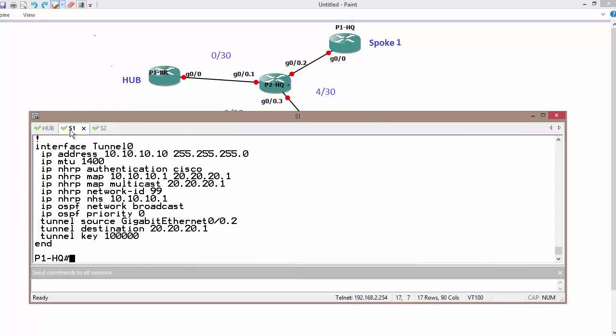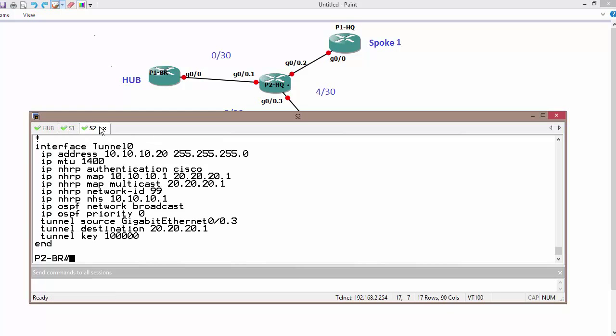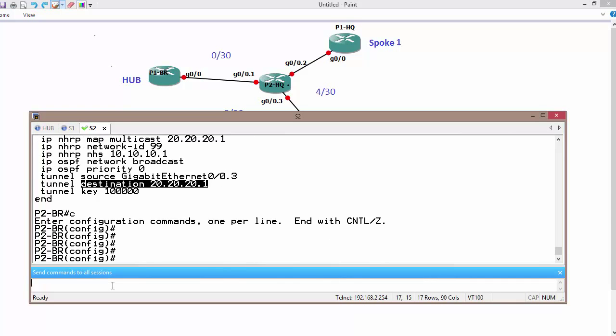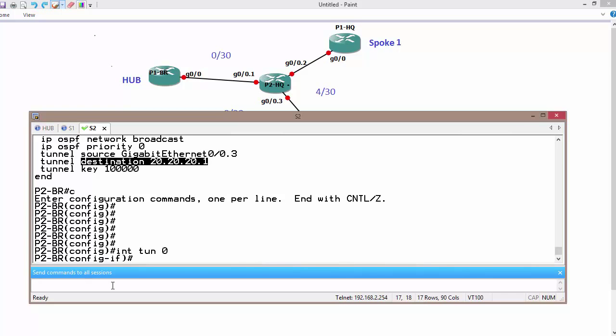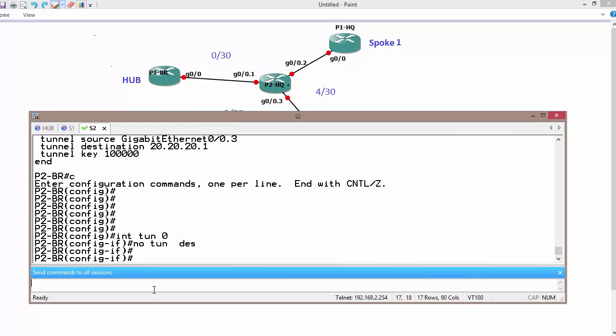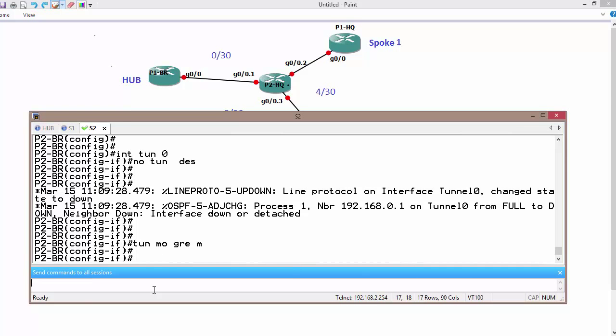So the thing we are going to change is that the tunnel is going to be a multi-point GRE tunnel on all spokes. They are no longer point to point tunnels, they are now going to be multi-point GRE tunnels. So interface tunnel 0, and then no tunnel destination on all routers, and then tunnel mode GRE multipoint.